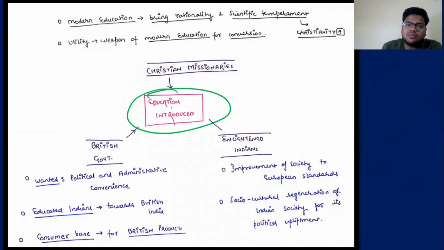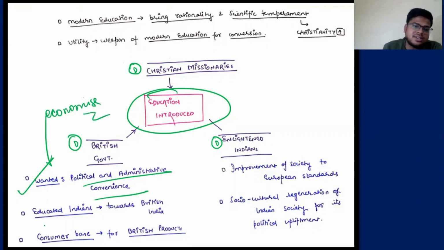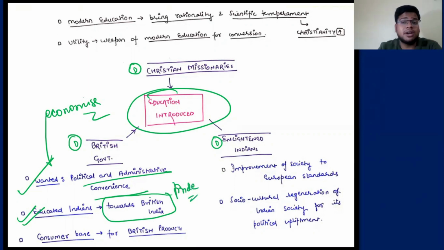So education was introduced into India with some objectives from the British government, some from the enlightened Indians, and some from the Christian missionaries. The British government wanted Indian political and administrative convenience. We have discussed that. So basically, economize these things. Next is to educate Indians towards British India, so they will feel a sense of pride in associating themselves with British values, British things. Next, a consumer base for British products.